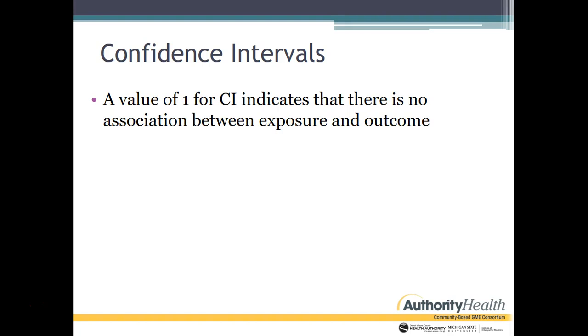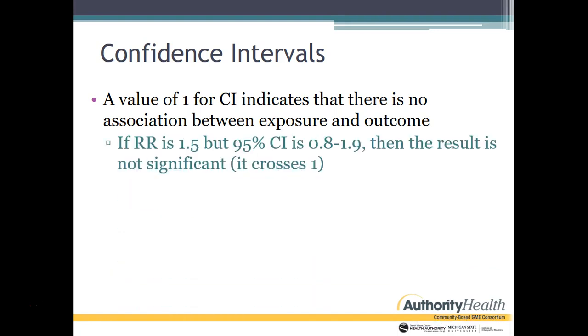So for confidence intervals, a few things to know. A value of 1 for a confidence interval indicates that there is no association between exposure and outcome. And that makes sense. If something reduces the risk, it would be less than 1. It would be any number below 1. And if it increased the risk, it would be above 1. But what happens at 1.0? That just means there's no risk at 1. So that means that the result is not significant. So if the relative risk is 1.5, but the confidence interval was 0.8 to 1.9, then it's not significant because it crosses 1.